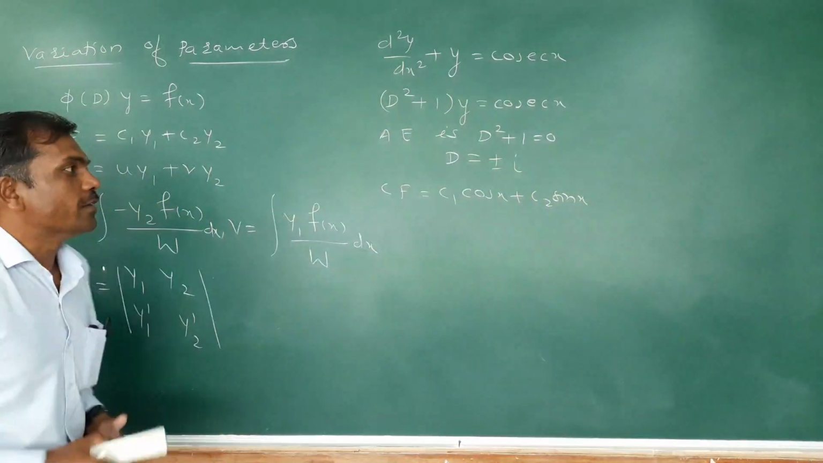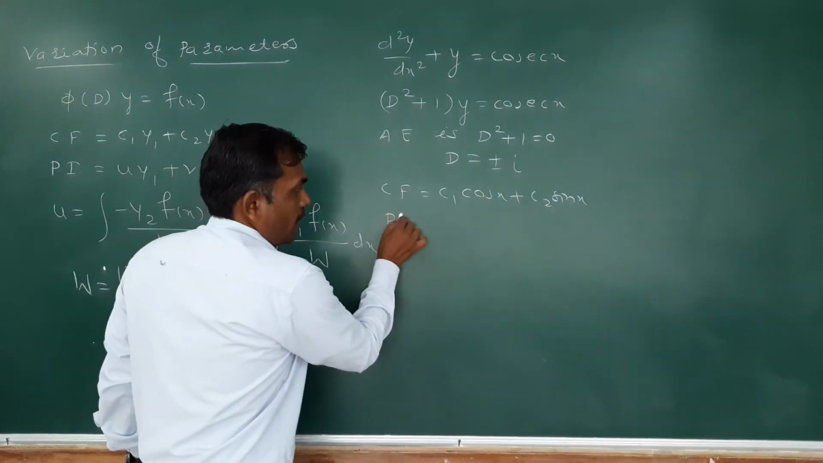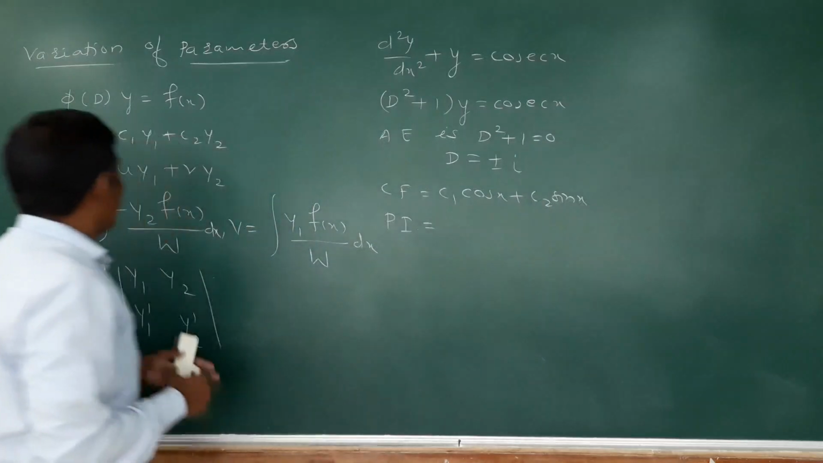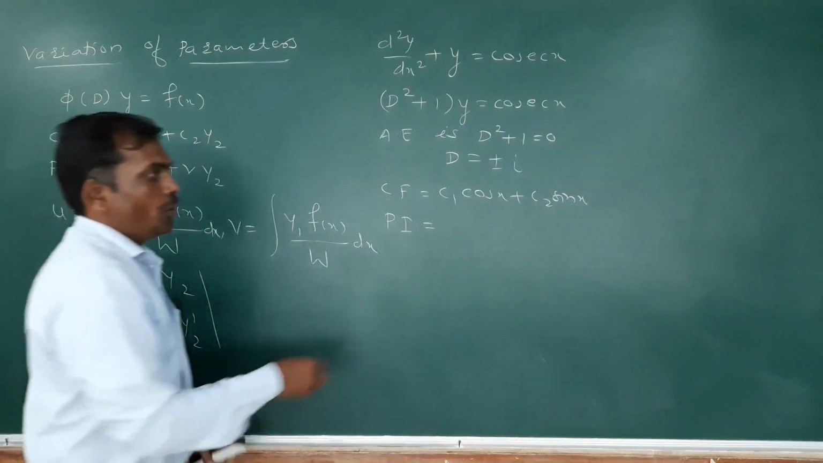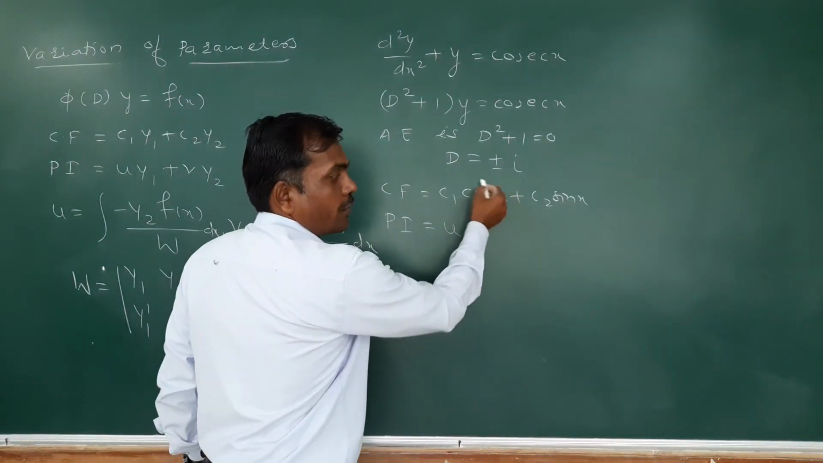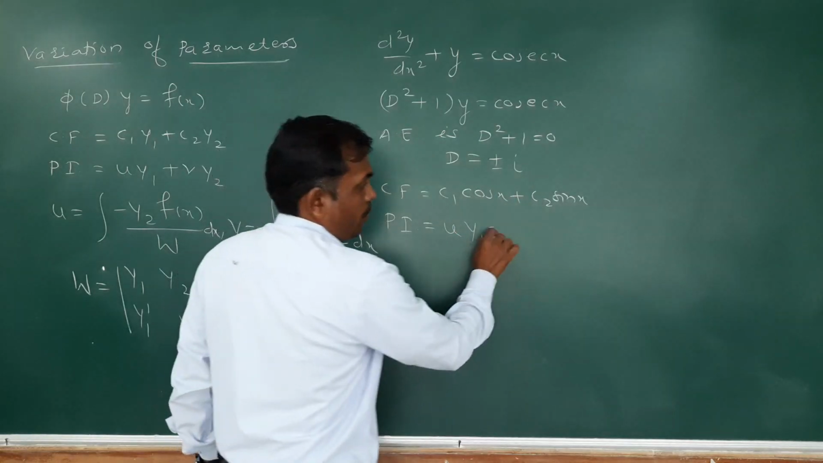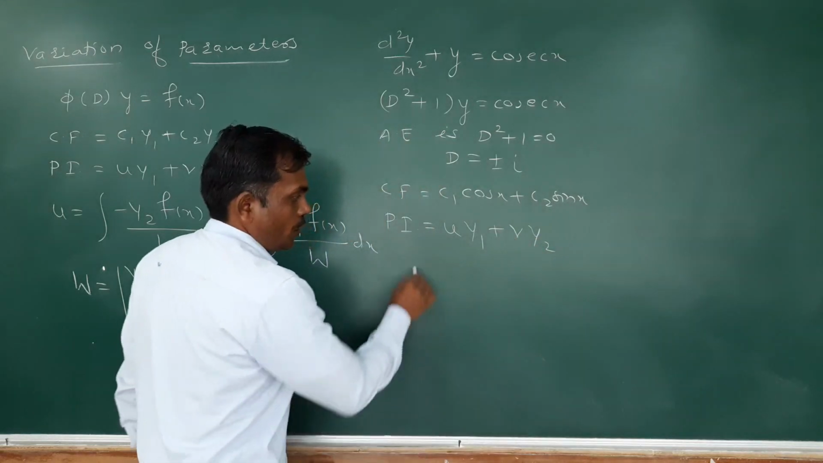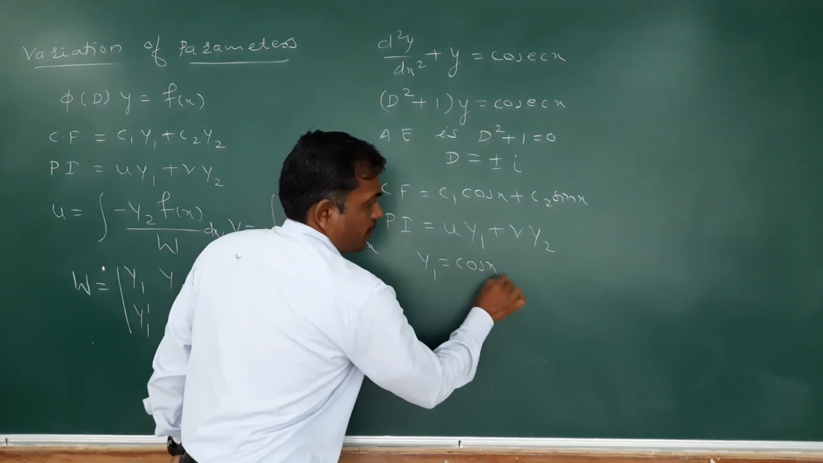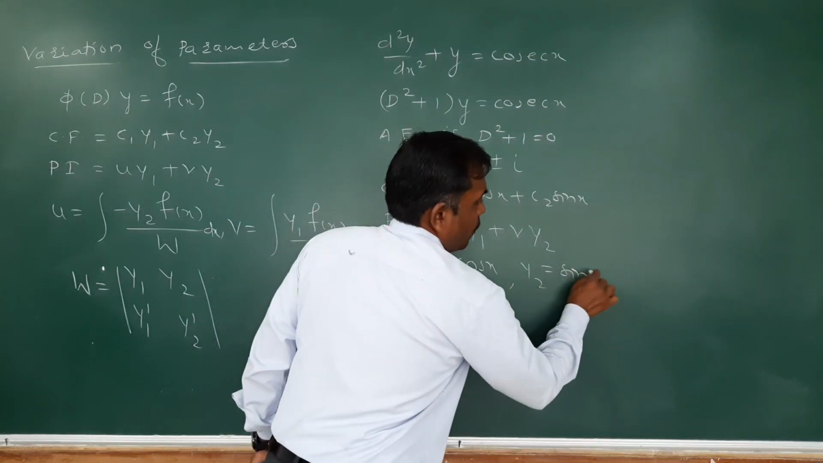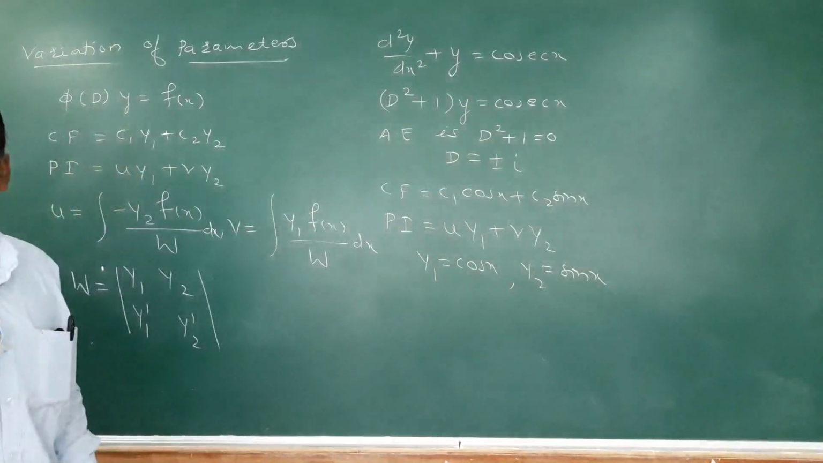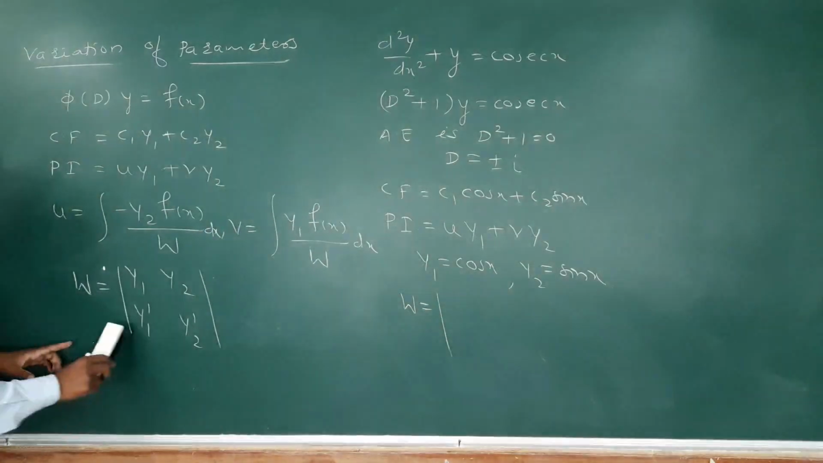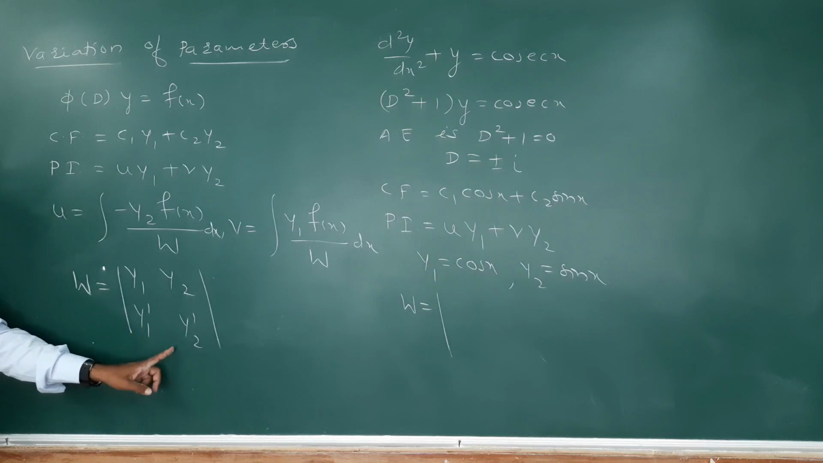Everything okay? Yes. Now from this we can write the particular integral directly. Instead of c1 and c2, what do we have to write? u and v. So u times cos x, which I call y1, plus v times sin x, which I call y2. So y1 is equal to cos x, y2 is equal to sin x. Correct? And from this I can find w. W is equal to what? The determinant of y1, y2, y1 dash, y2 dash.